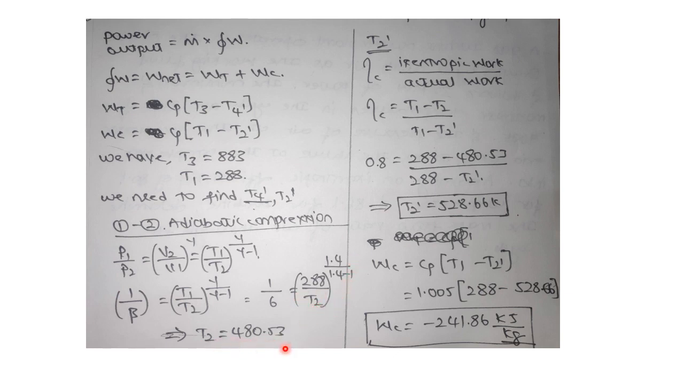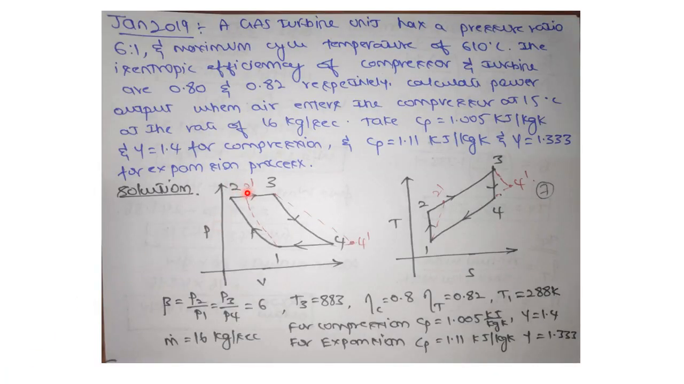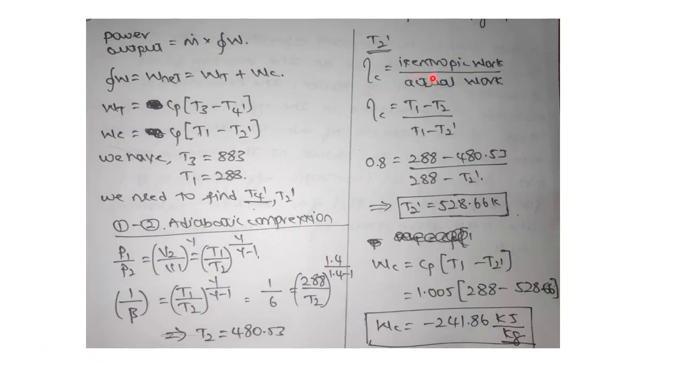Now, once the value of T2 is known, we have to calculate T2 dash. For this T2 dash, we'll be using the efficiency of the compressor. The efficiency of the compressor is given by isentropic work divided by actual work. Isentropic is ideal, that's why it is T1 minus T2. Actual work is actual, so T1 minus T2 dash. The efficiency of the compressor is 0.8. T1 you know, T2 you know, so T2 dash can be calculated very easily. So T2 dash would be 528.66 Kelvin.